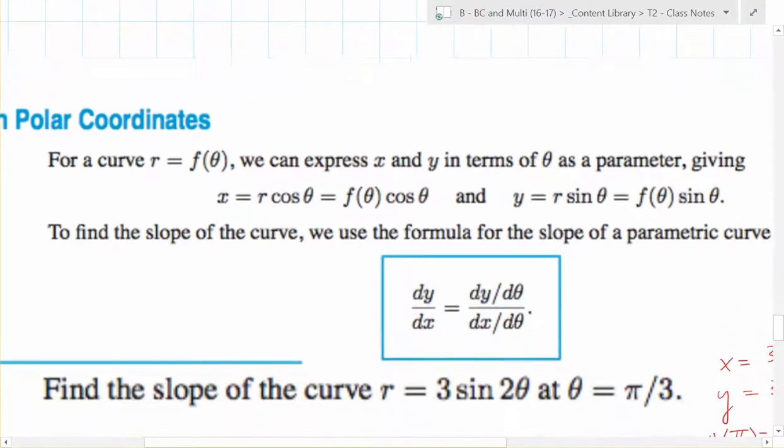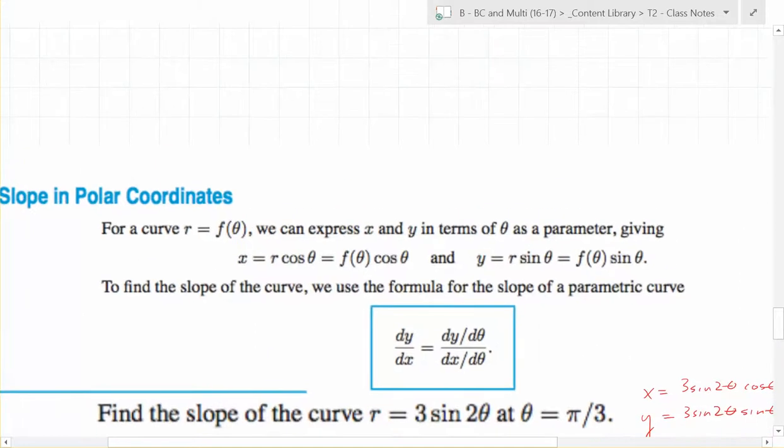How's this look right here? Oh, it looks so terrible. Mr. Seaman, it's so bad. Well, you've seen this before, everybody. dy/dx, if y is in terms of theta, dy/dx is just dy/d theta over dx/d theta. This is not new, everybody, right? You know that x is equal to r cosine theta. If you have r in terms of theta, what can you do? You could put f of theta right there.